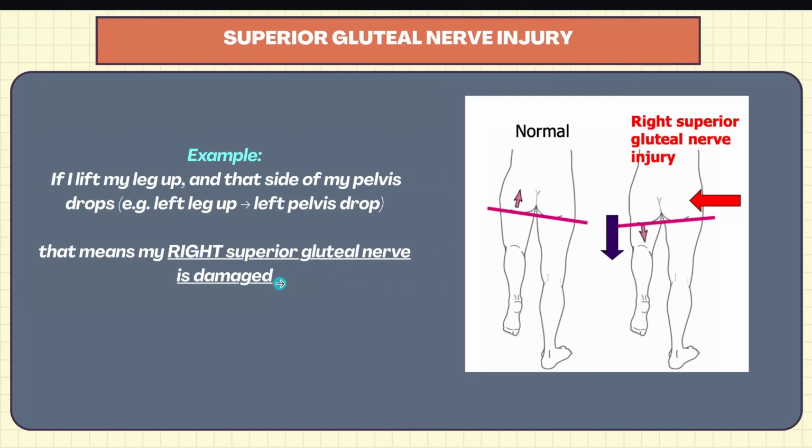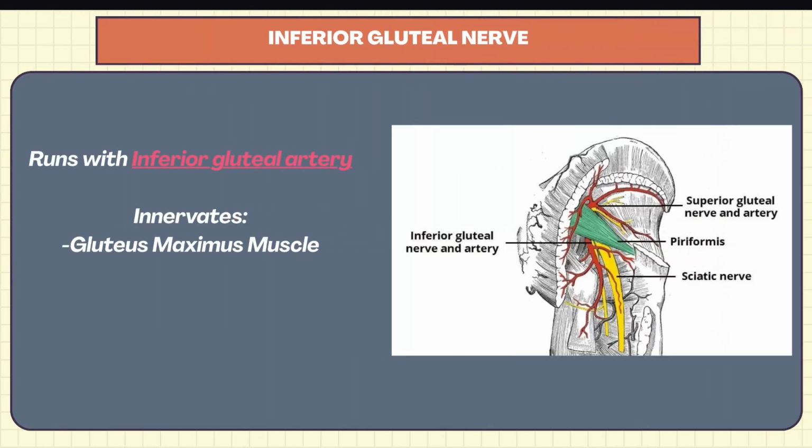Now for the superior gluteal nerve injury, it's the exact same thing that I just explained in the previous slide. Here you can take the example. Let's say your right superior gluteal nerve is damaged. Once you stand on it, you can see here you're going to find the pelvic region going downward. That means that the right superior gluteal nerve is damaged. So you could say it's not the same side, it's collateral.